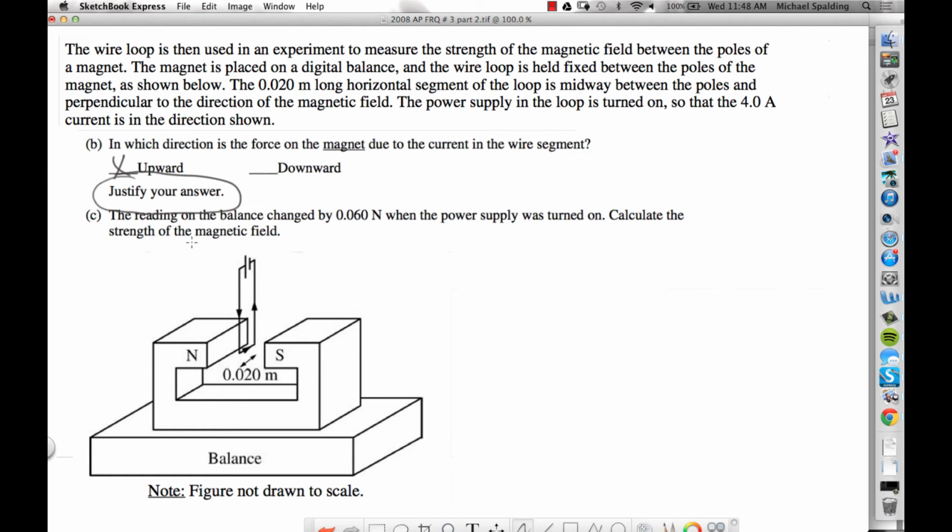Okay, part C. The reading on the balance changed by 0.06. What is this 0.06 here? The reading on this balance, this is on a balance. It's like on a scale.